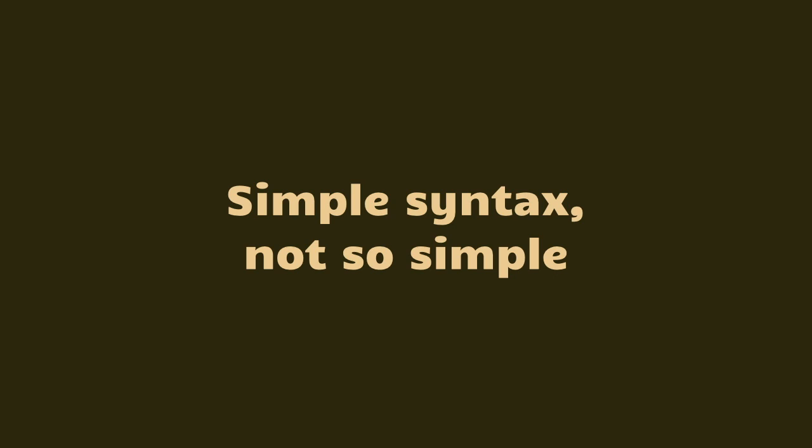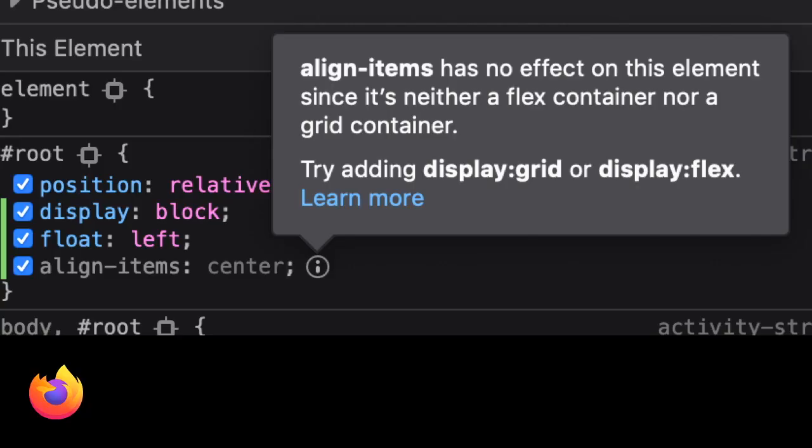Arguably, any model that deals with spacing has to have some level of complexity. And there is syntax that only works in specific cases, like that you can only use align-items on a flex container or a grid container. Now, helpfully, a shout out to Firefox DevTools, which helps you understand these parts of CSS with targeted tooltips that explain you're using a property that doesn't make any sense in this context. For instance, align-items on an element that is display: block.